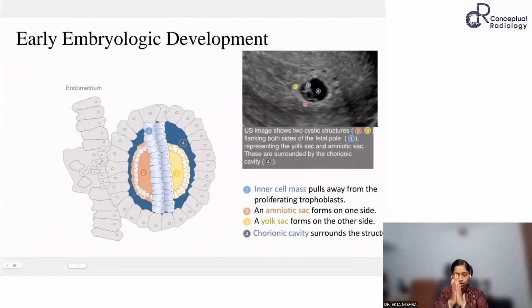Meanwhile, so now the inner cell mass has separated from trophoblast and has formed a central plate. On either side, you have two cystic structures developing. Very good. So on either side, you have two cystic structures now developing adjacent to the fetal pole. So this inner cell mass is the fetal pole. So one is yolk sac, one is amniotic cavity, that is the amniotic sac, and everything is enclosed in the chorionic cavity.